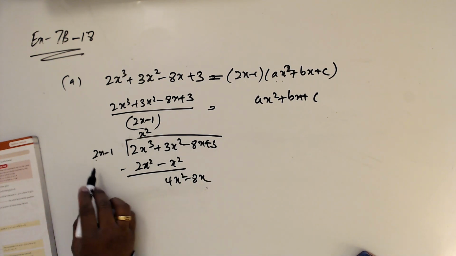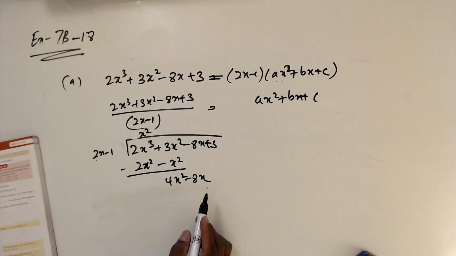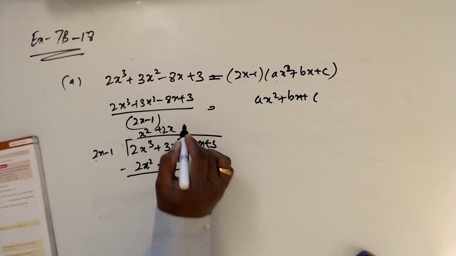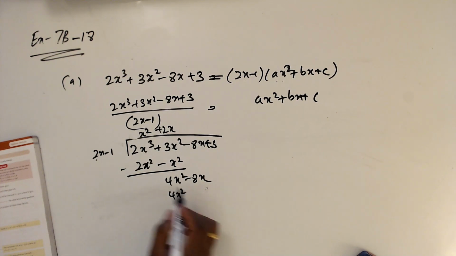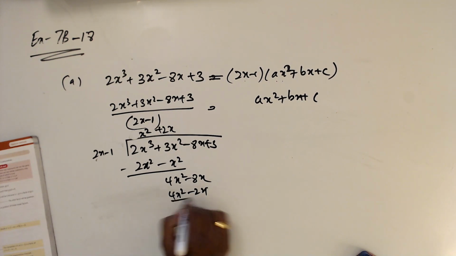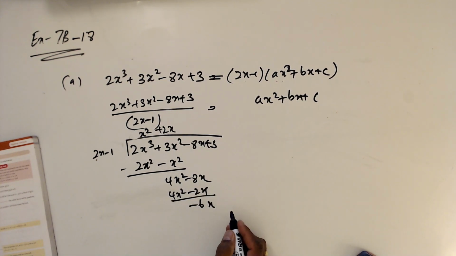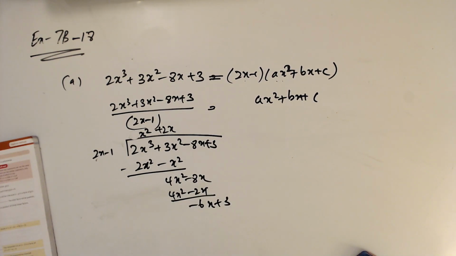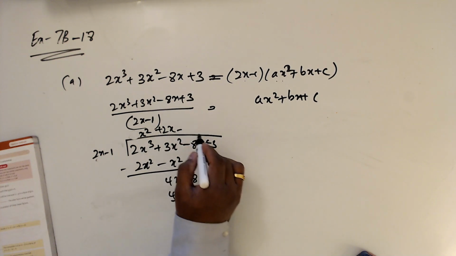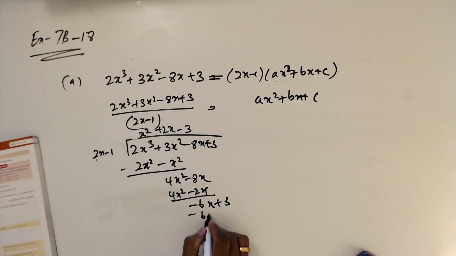Now, how many 2x go into 4x square? It's going to be 2x. 2x times 2x is 4x square, and this is going to be minus 2x. So this is going to be minus 6x. Bring this plus 3 down now. How many 2x go into minus 6x? Minus 3. So this is going to be minus 6x plus 3, so the remainder is going to be 0.